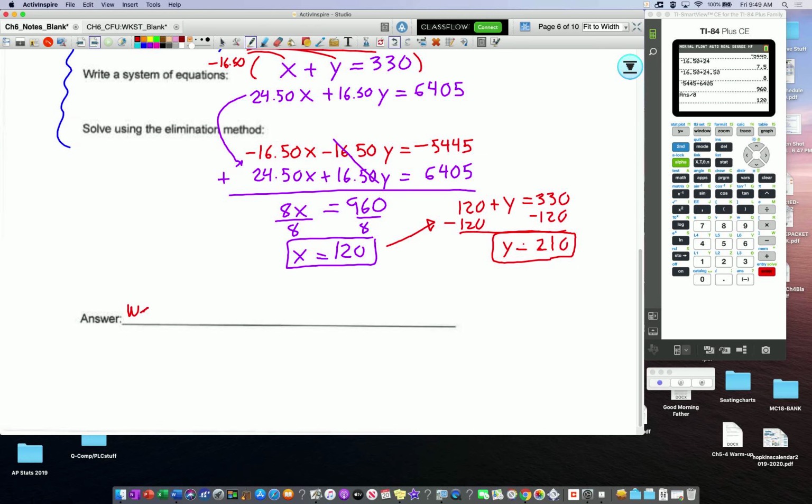we sold 120 adult and 210 student tickets.